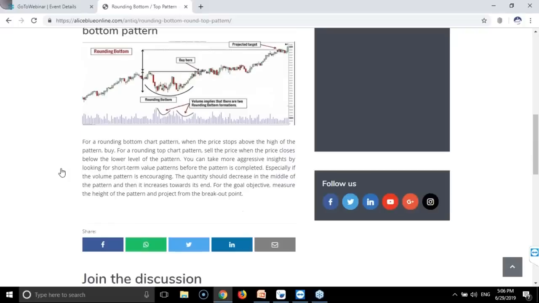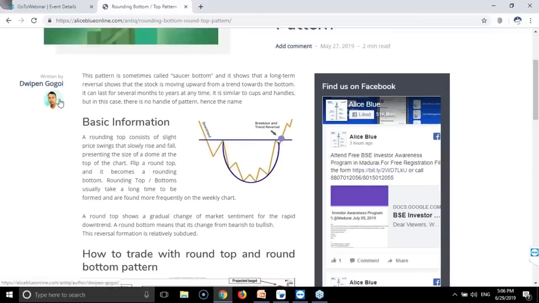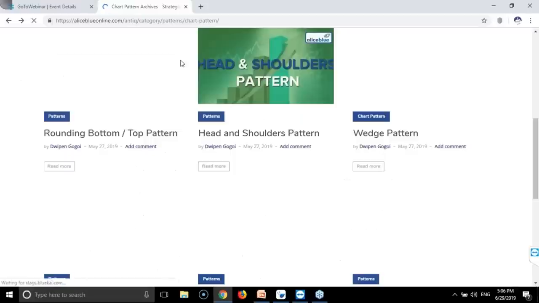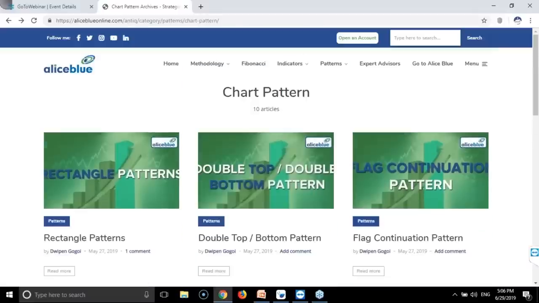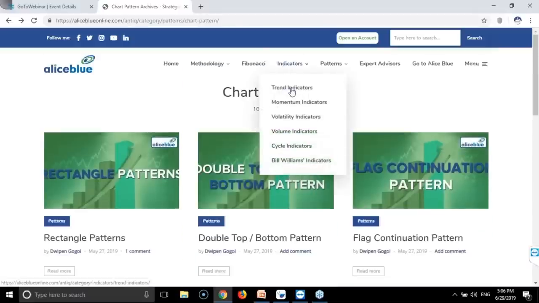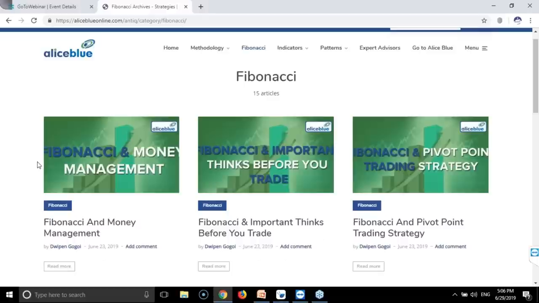I'm writing everything: risk management, money management, buy entry, sell entry, right? So like that, candlestick pattern, and you can go for Fibonacci. So you just visit every indicator, which is the trend indicator, and read there: momentum indicator, volume indicator, volatility indicator, cycle indicator, or you just go to Fibonacci. So Fibonacci, all episodes I already posted here.